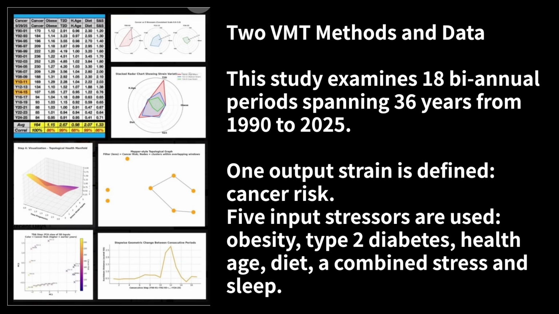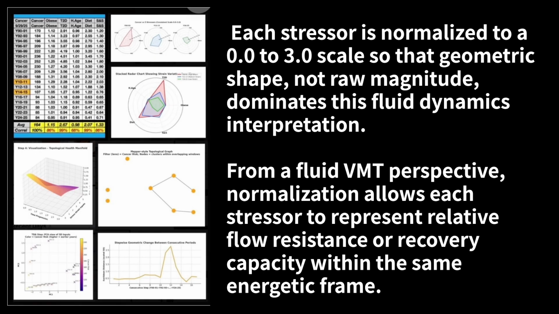2. VMT methods and data. This study examines 18 biannual periods spanning 36 years from 1990 to 2025. 1 output strain is defined, cancer risk. 5 input stressors are used: obesity, type 2 diabetes, health age, diet, and a combined stress and sleep. Each stressor is normalized to a 0.0 to 3.0 scale so that geometric shape, not raw magnitude, dominates this fluid dynamics interpretation. From a fluid VMT perspective, normalization allows each stressor to represent relative flow, resistance or recovery capacity within the same energetic frame.